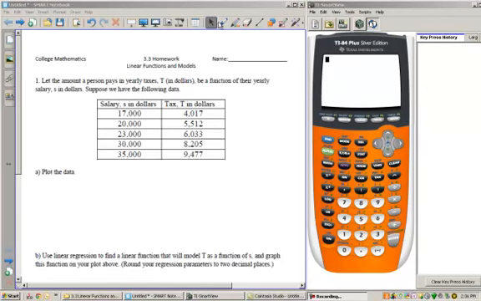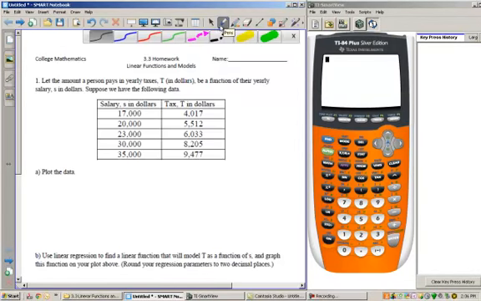Okay, this is 3.3 homework, linear functions and models. The idea behind this assignment is that we want to use a table and our calculator to find the equation of a line that will best fit this data. It says let the amount a person pays in yearly taxes, T, in dollars, be a function of their yearly salary, S, in dollars. Suppose we have the following data.